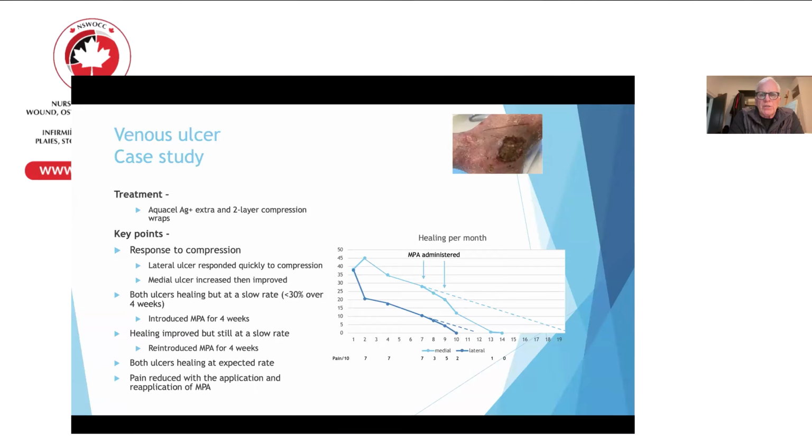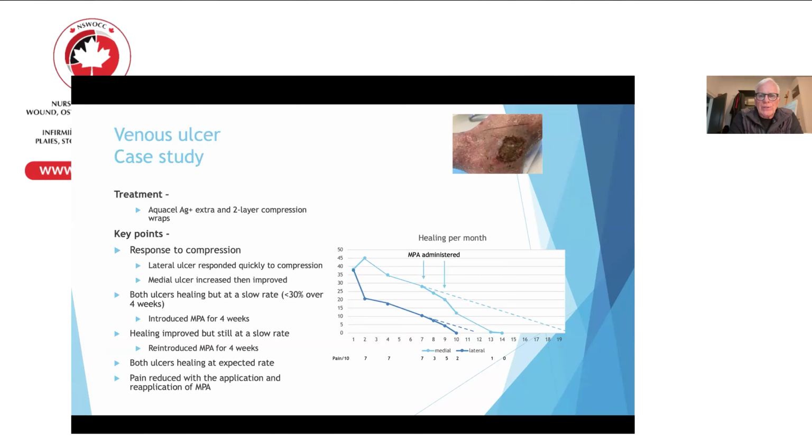And we sometimes see that when we get compression applied. But the key thing, if you look at that, once they both started to improve, the rate at which they're improving didn't really fit that optimal rate of greater than 30% over 4 weeks. So we ultimately introduced the muscle pump activation device for 4 weeks. And you'll see that the graphs took a downward turn, so improved healing. Again, still didn't quite get to that level that we're looking at.